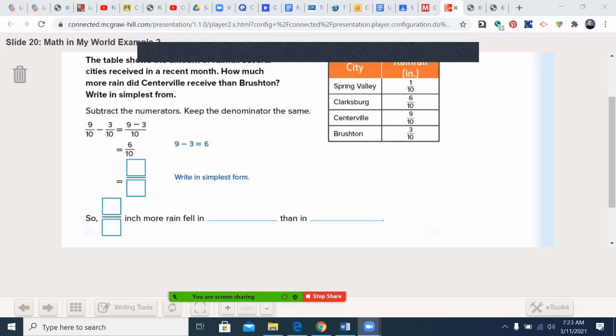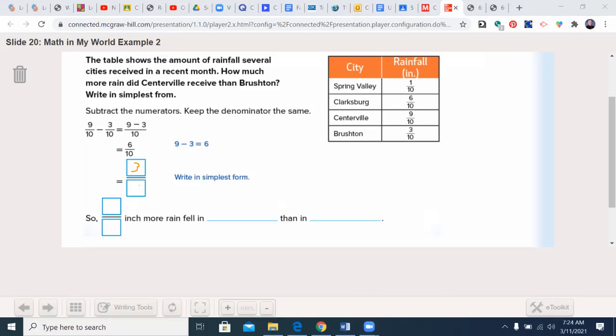So 9 - 3 = 6, and I do not subtract the denominator. So I had 6/10. However, that is not simplified. And anytime I have an even number on top and bottom, and remember your even numbers are 2, 4, 6, 8, and 0, something ending in 0, unless of course it is 0, then it doesn't count. All right, so now 6 / 2 = 3. 10 / 2 = 5. So 3/5 of an inch more rain fell in Centerville than in Brushton.